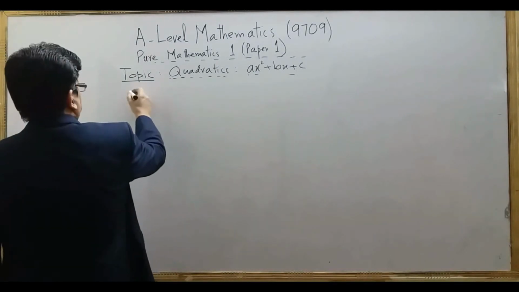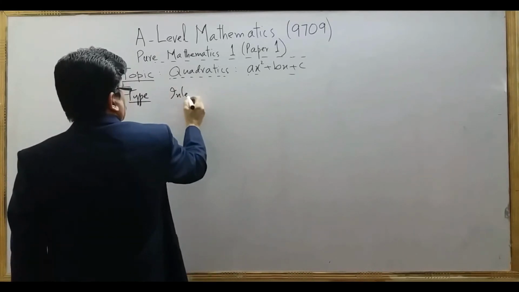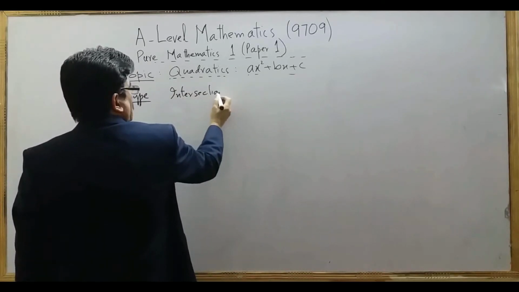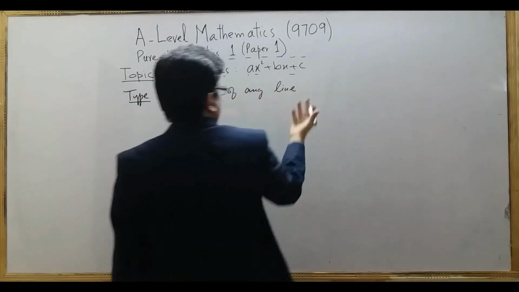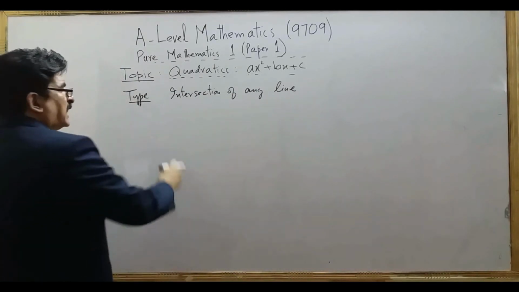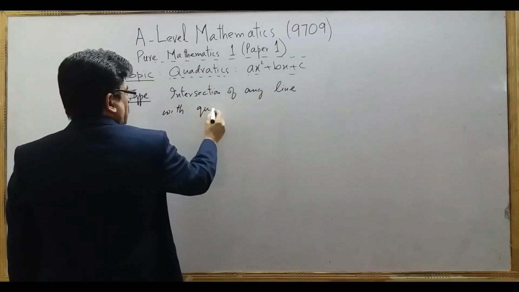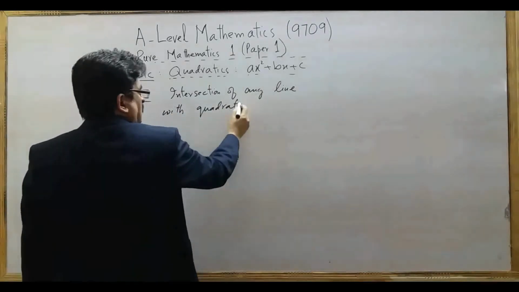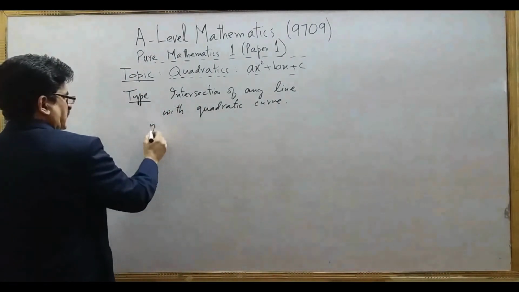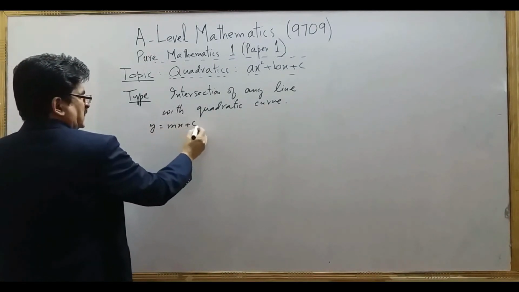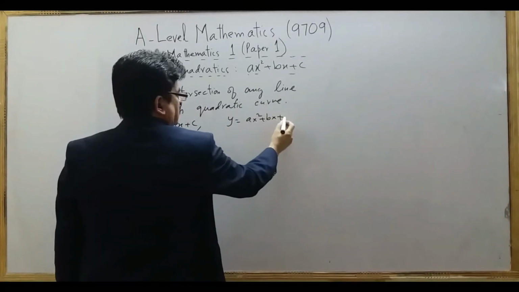Now we have Type 2, intersection of any line, instead of the x-axis, with a quadratic curve. So generally I can explain that if you have, for example, the equation of a straight line in this form, and you have a quadratic function ax square plus bx plus c.